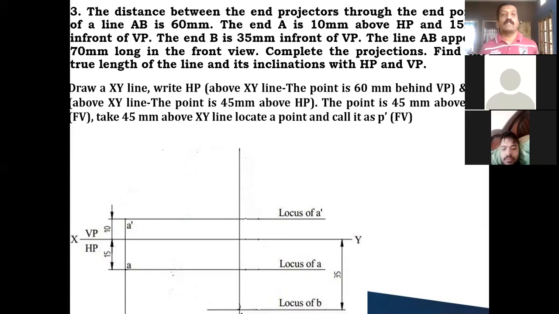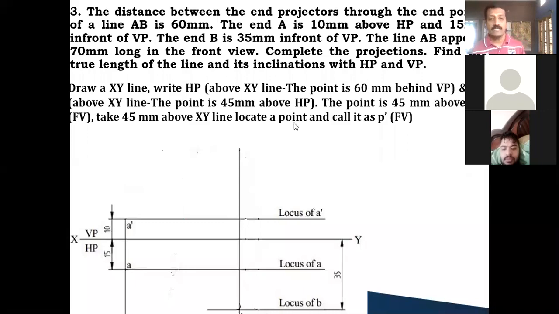After this, what has he given? The end B is 35 millimeter in front of VP. In front of VP means below the XY line. You take 35 millimeter below the XY line and draw one more horizontal projector line. Call it the locus of B. Done. The line appears 70 millimeter long in the front view also, he says.